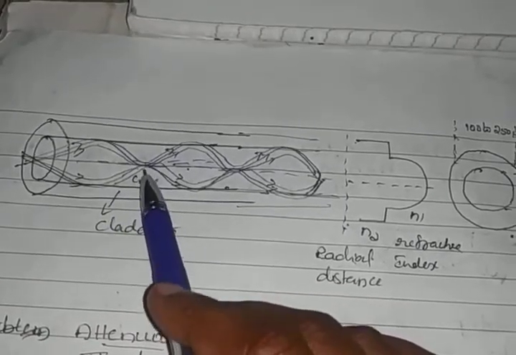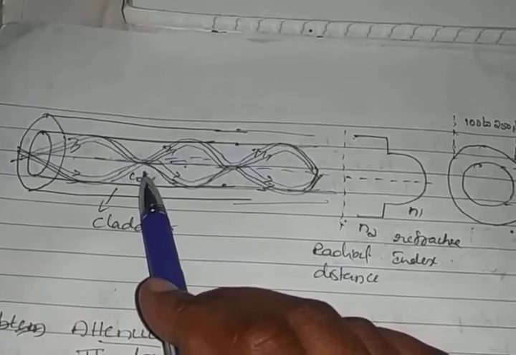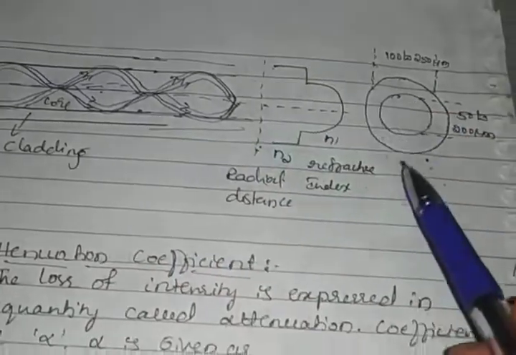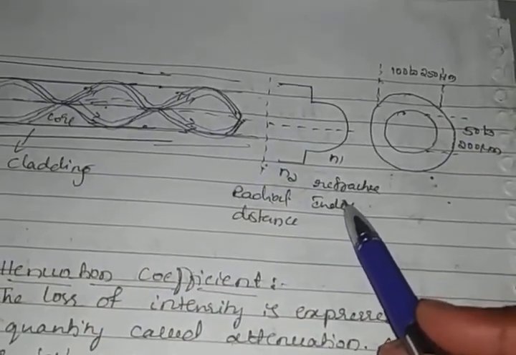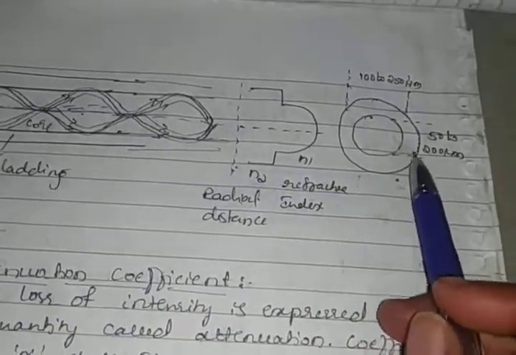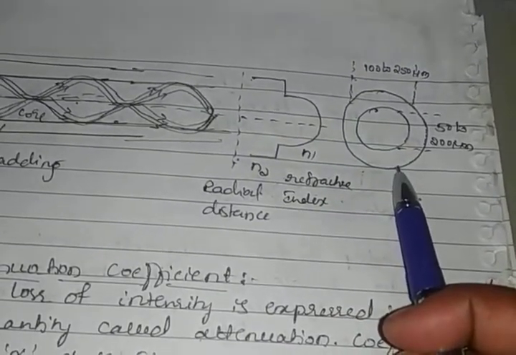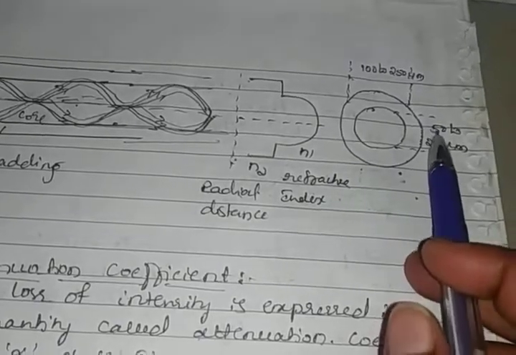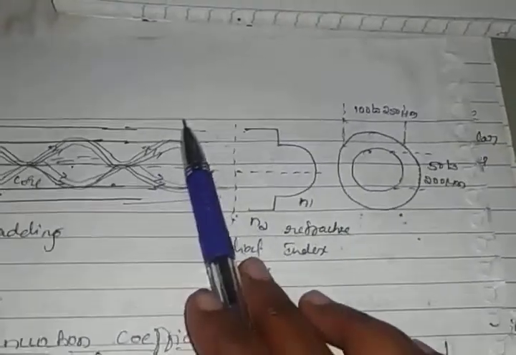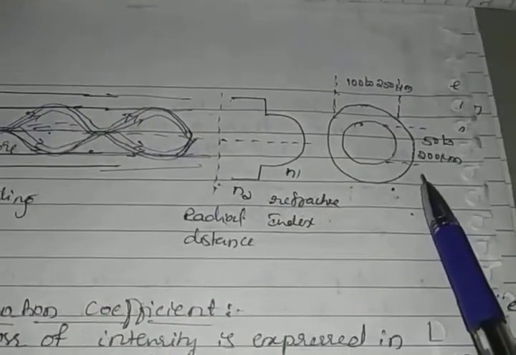At this point refractive index is maximum. This is called graded index multimode fiber. It has refractive index profile N1, N2, and this is core diameter, cladding diameter, similar to multi-mode fiber. So it has a large diameter. When it has a large diameter, a large number of light rays are transmitted into the core of the optical fiber.